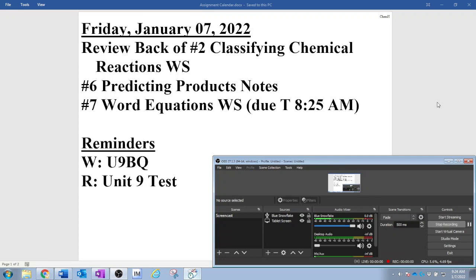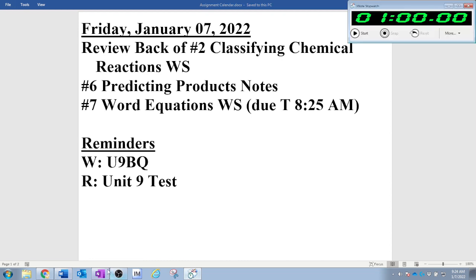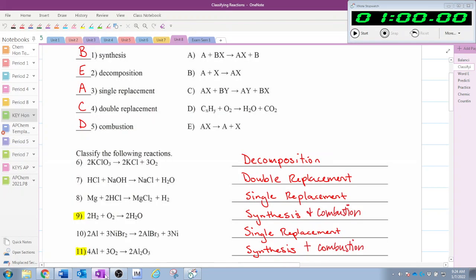All right, so let's check out answers to the back of number 2, your classifying chemical reactions. And please make sure on number 9 and 11 highlighted, both answers would be required on a test. You would need both answers for full credit. You would only get partial credit if you only pick one of them. All right, so check it out there. There's 1 through 11 on the board, 1 through 11.